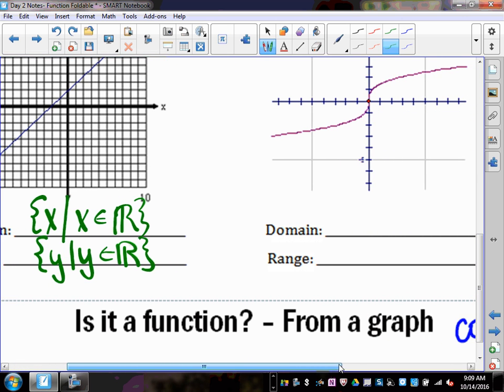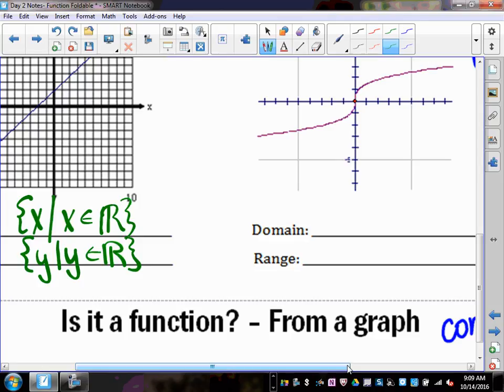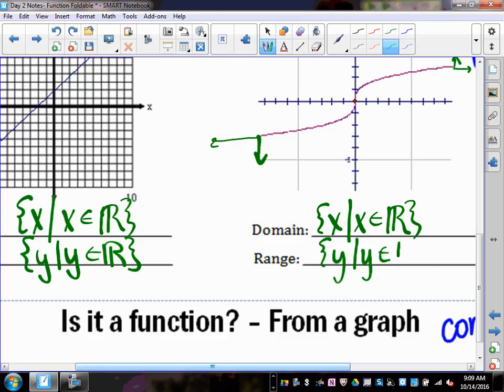Alright, number 4. So this is continuing forever to the left, forever down. This is continuing forever up and forever to the right. It's slowly going down, but it is forever going down. So if it's forever to the left, forever to the right, what's my domain? Good. X such that x belongs to the real number system. And if it's forever down, forever up, what's my range? Yeah. Y such that y belongs to all real numbers. That's it there.